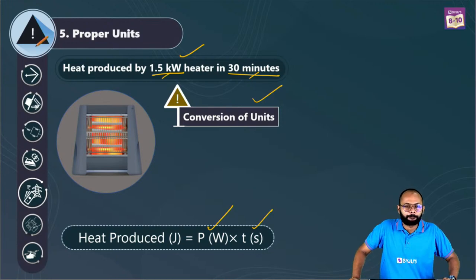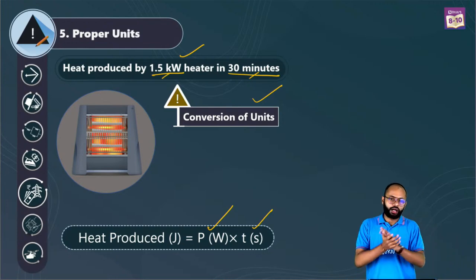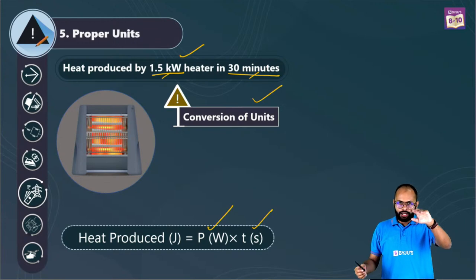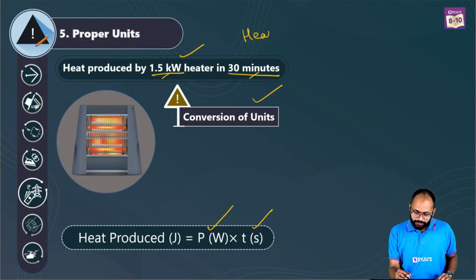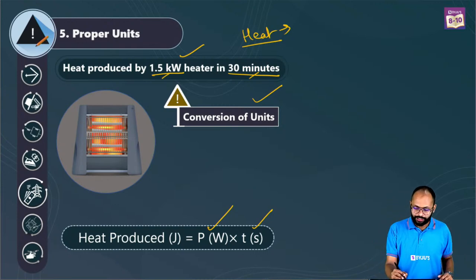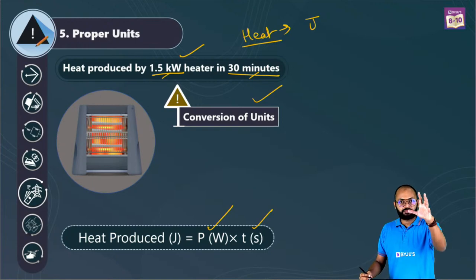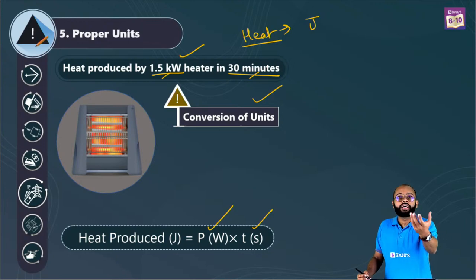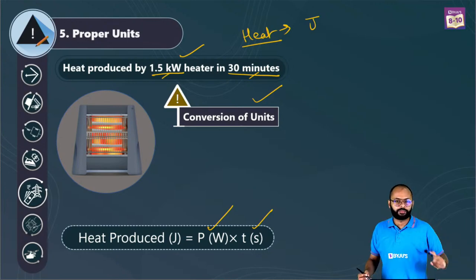Why can't we use kilowatt hour? It's a good question, Anshuman. Whenever you give how much heat is dissipated, you give the answer in joules. The examiner expects the answer in joules. If you give the answer in kilowatt hour, you can argue, sir, that is also energy. Yes, but that is a commercial unit of energy. I don't use kilowatt hour for heat.